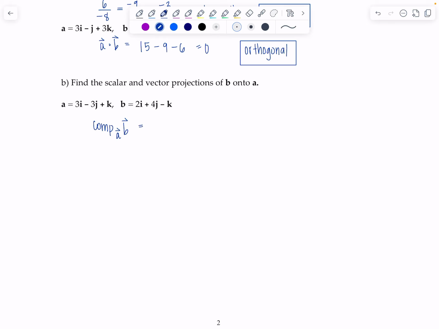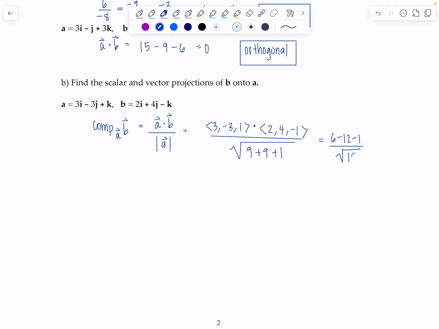So let's dot these two vectors. A dotted with B is going to be <3, -3, 1> dotted with <2, 4, -1>, over magnitude A, which is going to be the square root of 9 plus 9 plus 1. So what's this going to give us? 6 minus 12 minus 1 over the square root of 19. So negative 7 over rad 19. And I've told them many times you don't really need to worry about rationalizing denominators. It's not a big deal here.